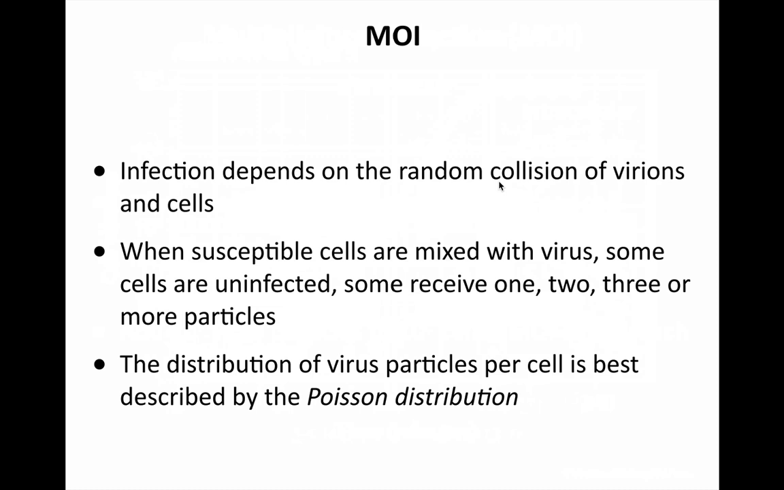And there is a statistical equation that can describe the distribution of virus particles per cell. It's called the Poisson distribution. This turns out to be the best way to describe this. So you add a certain number of particles to a cell culture. The Poisson distribution will tell you how many cells got how many particles. So let's go through this in the math.